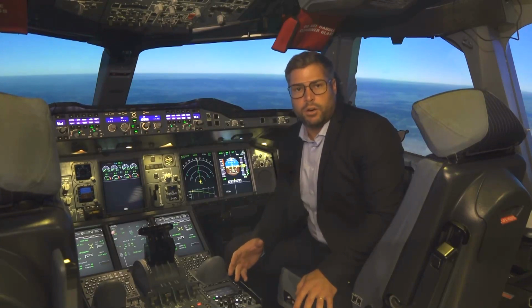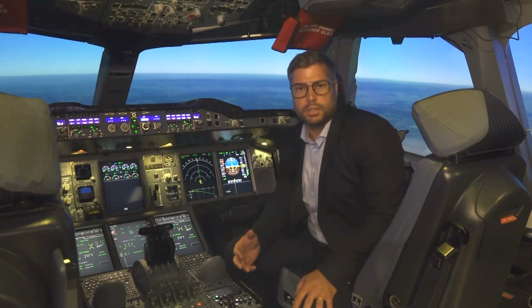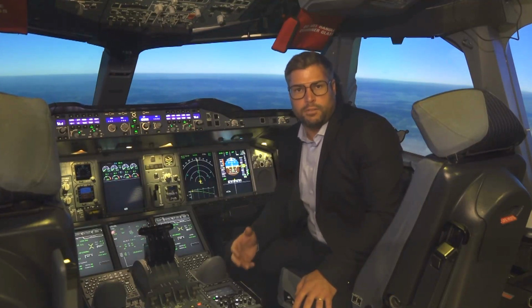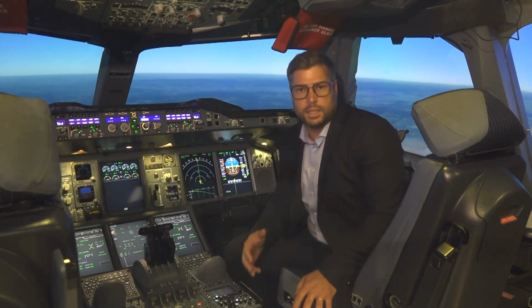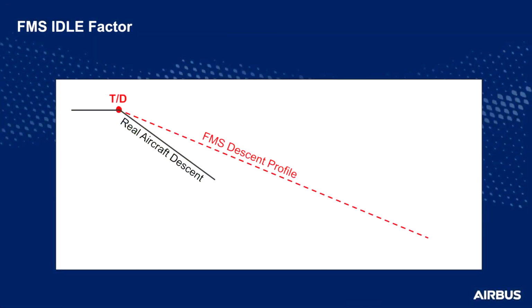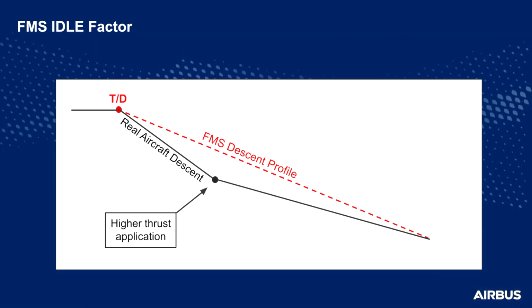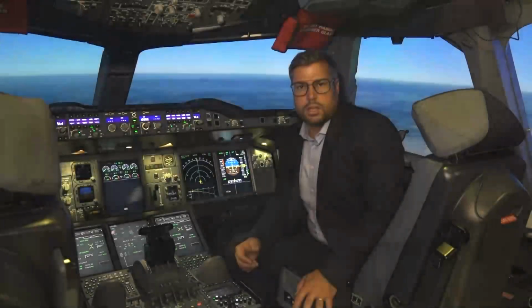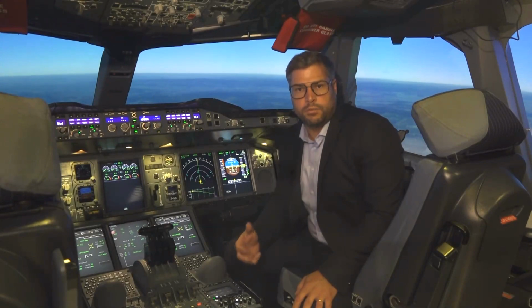If the idle factor is too high, I mean that the FMS idle thrust is above the real aircraft thrust, this means that the top of descent calculated by the FMS is too early, and the vertical profile is less steep than necessary. The descent is longer than necessary, and the auto thrust must apply a higher engine thrust to remain on the computed path. This will slightly increase the fuel consumption.